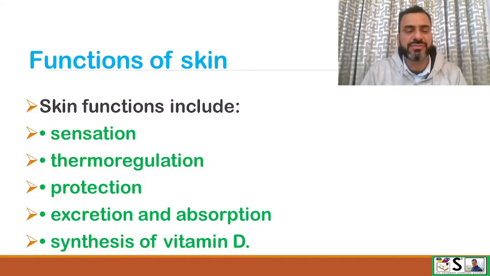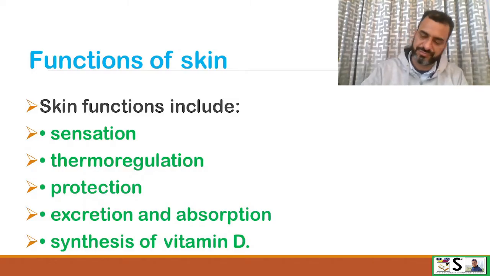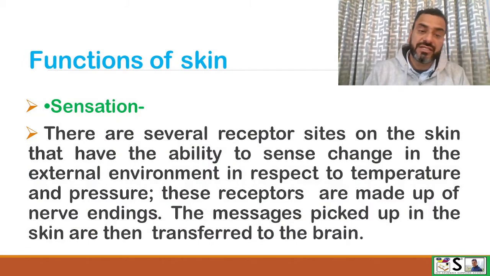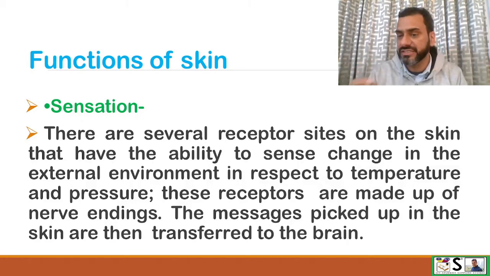Functions of skin. Skin functions include sensation, thermoregulation, protection, excretion, absorption, and synthesis of vitamin D. For sensation, we can say that there are several receptor sites on the skin that have the ability to sense changes in the external environment with respect to temperature and pressure. These receptors are made up of nerve endings. The message is picked up in the skin and transferred to the brain.